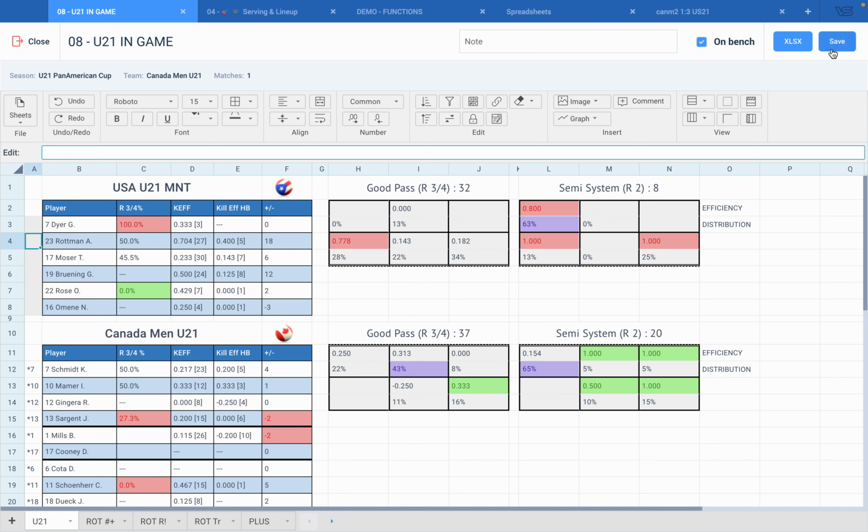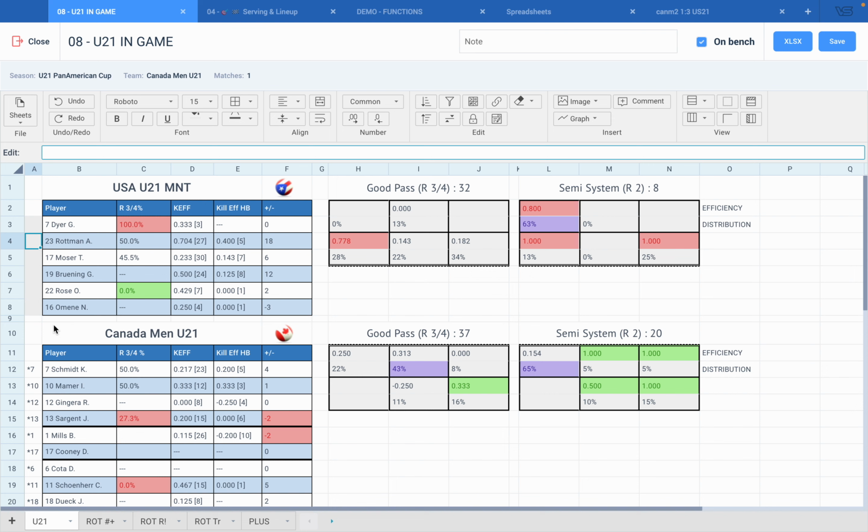The problem is twofold. One is what do we do when you have a substitution? You have to actually go back and change the sheet, and then every time you do a change, your coach has to reload it, right? Because otherwise it stays static and you have to save it and reload it.